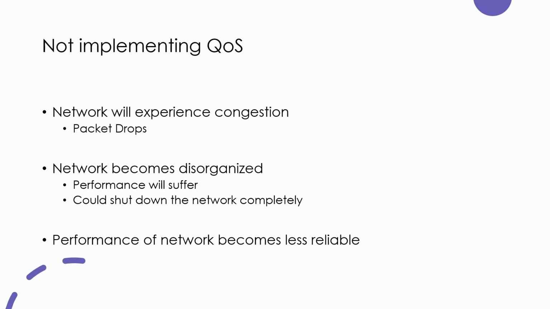The second thing that will occur is that your network will become disorganized. The performance will suffer across the network, and it could shut down your network completely if left unmanaged. The last point goes along with the second one. The performance of your network will become less reliable. Less reliable networks means that you will not be able to properly send out emails, for example, and it could affect the business part of your company, which you want to avoid. You want to have a good performing network that is reliable.